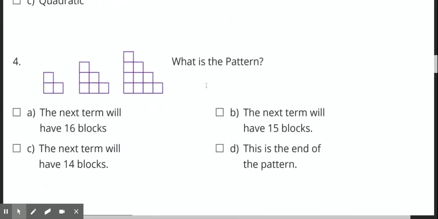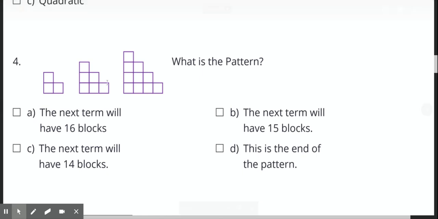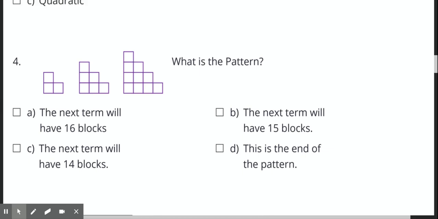Number 4, what is the pattern? How many blocks will be in term 4? Count how many blocks are in term 1. Count how many blocks in term 2 and in term 3. Then decide how the pattern is increasing and apply the increase to term 3 to get term 4.